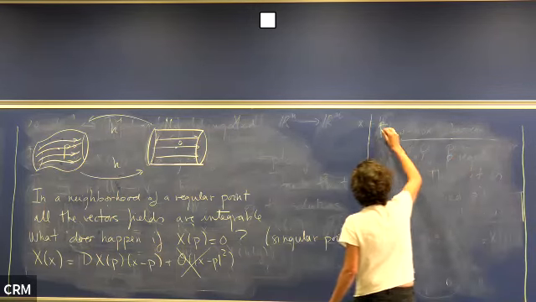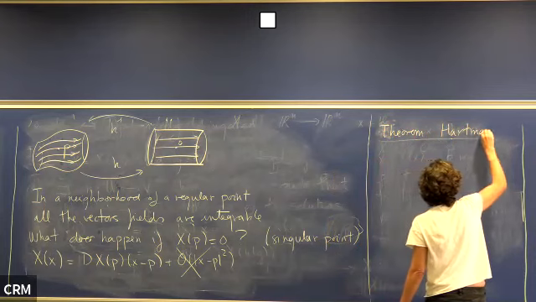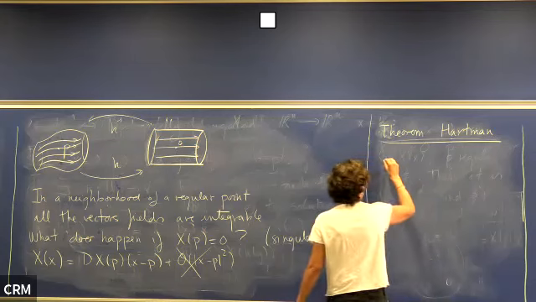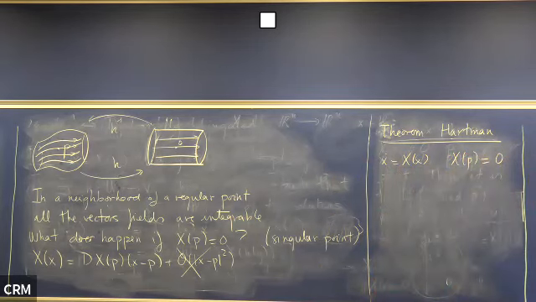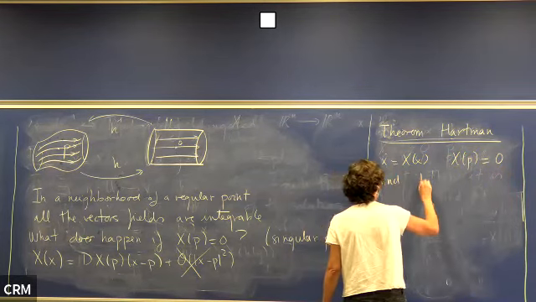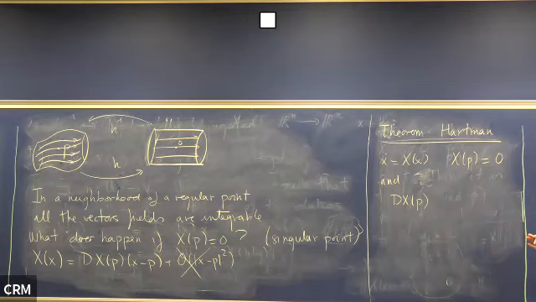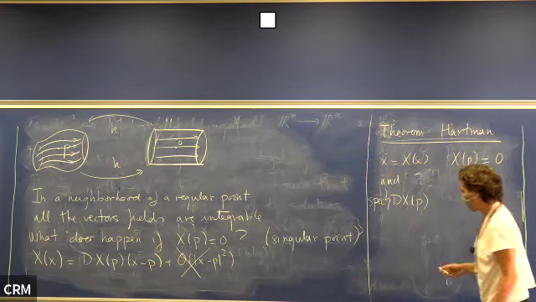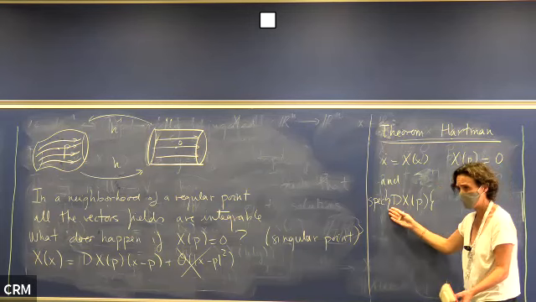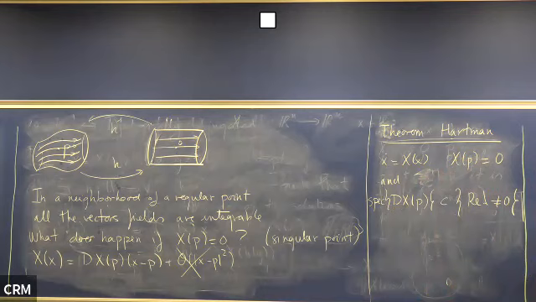The answer is Hartman's theorem, which says that if you have this vector field with X(p) equal to 0, and the matrix satisfies a condition, that it is hyperbolic, that is, just to recall, the spectrum, the eigenvalues, is contained in real part of lambda different from 0. Always real part of lambda different from 0.